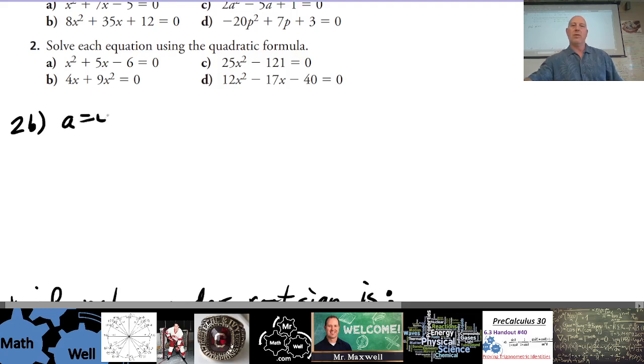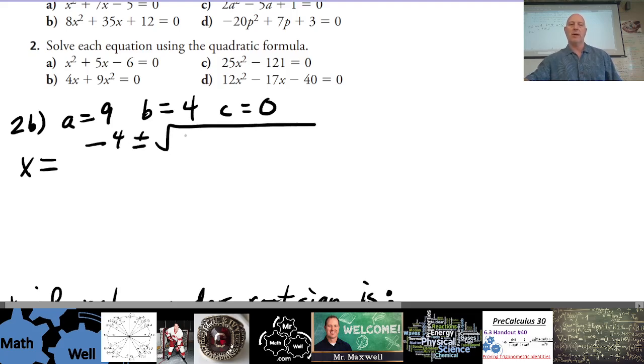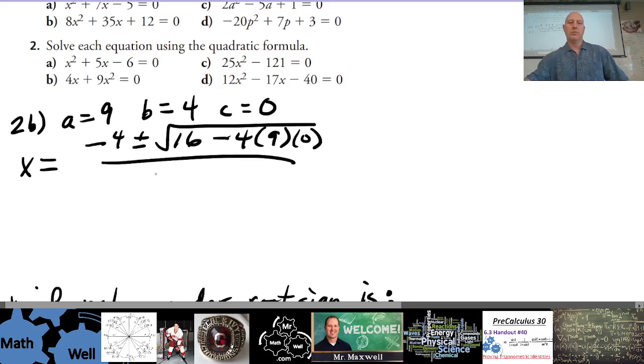What's A? What is the A value? Wait, it's actually 9, right? A is 9, B is 4, and C is 0. Yes, very good. So x equals negative 4 plus or minus the square root of 16, that's 4 squared, minus 4AC. Don't forget the 0. So 4AC, all over 2 times 9.